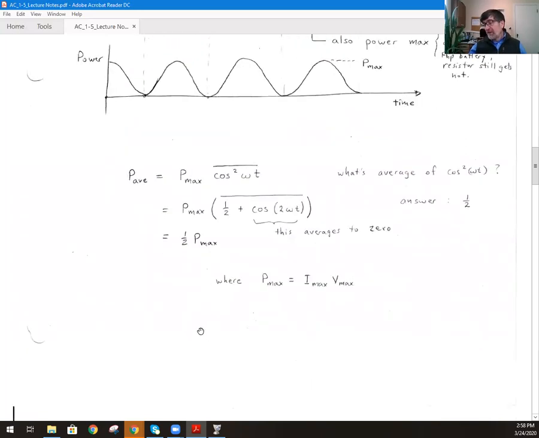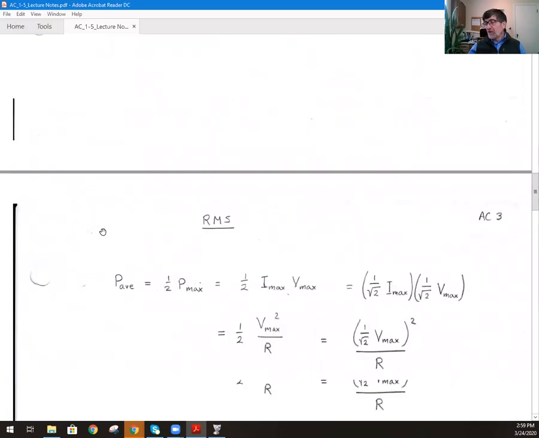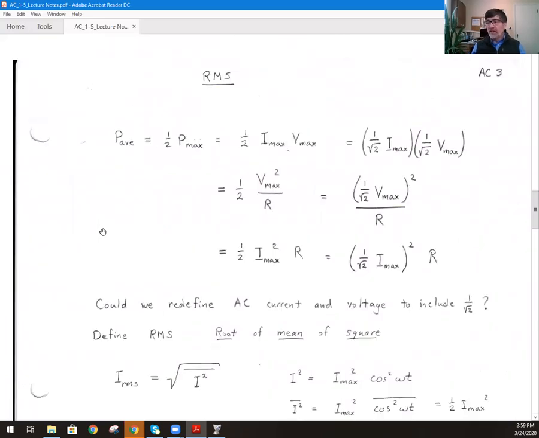So this has some interesting implications. Now we know that the average power is half of the peak power, and the peak power, the maximum power, is just the maximum current times the maximum voltage. All right, now let's go to the next page and introduce this idea of RMS. First, playing around with this just a little bit more, if the average power is just half of the peak power, that's half of the peak current times the peak voltage.